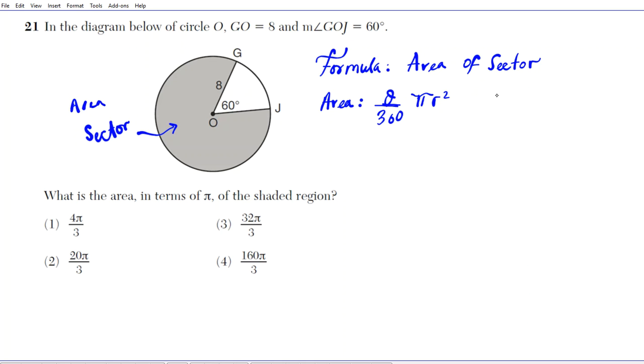And this formula is applicable when theta is in degree form. And that is the case here. As you can see, we have a degree measure. If you're dealing with radians, the area is going to be 1/2 r squared theta. So this is when theta is in radians.